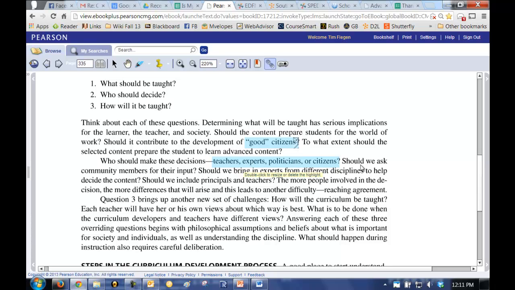Well, right now it's the politicians. Should we ask community leaders and their input? Should we bring experts from different disciplines in? I mean, sometimes it's nice for experts in disciplines to have input, but to give that all away may not be the wisest way.